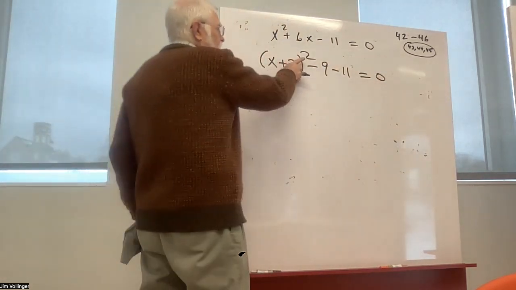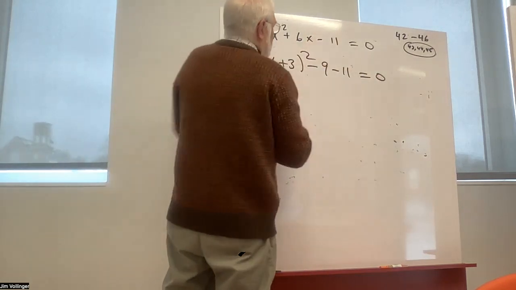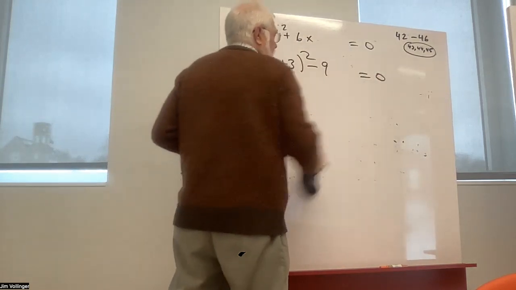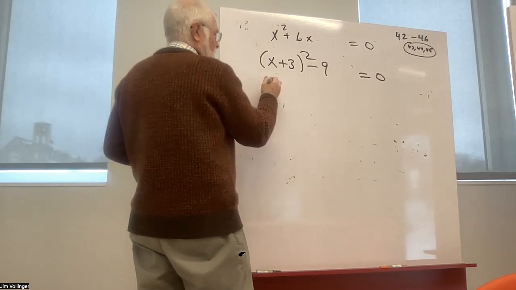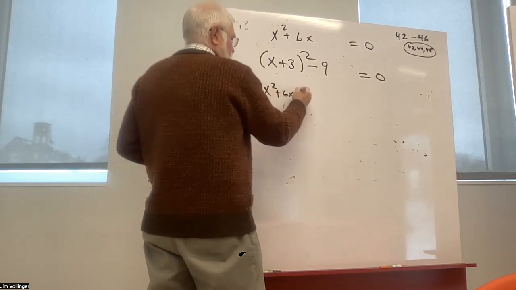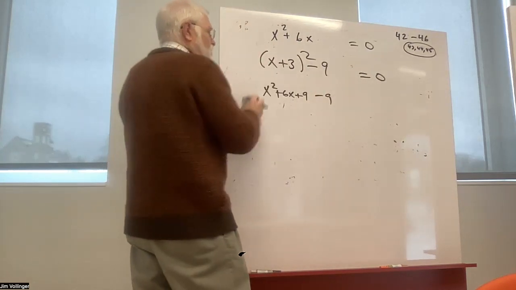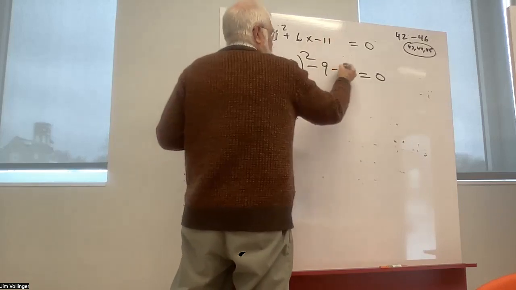So 3 squared is the constant that is not up here, right? Minus, just ignore this number for now, right? Ignore this number for now. That is the same as this. That's binomial squaring, x squared plus 6x plus 9. And then if you subtract 9, you get what you started with. Okay, but this had a minus 11, so it's minus 11.